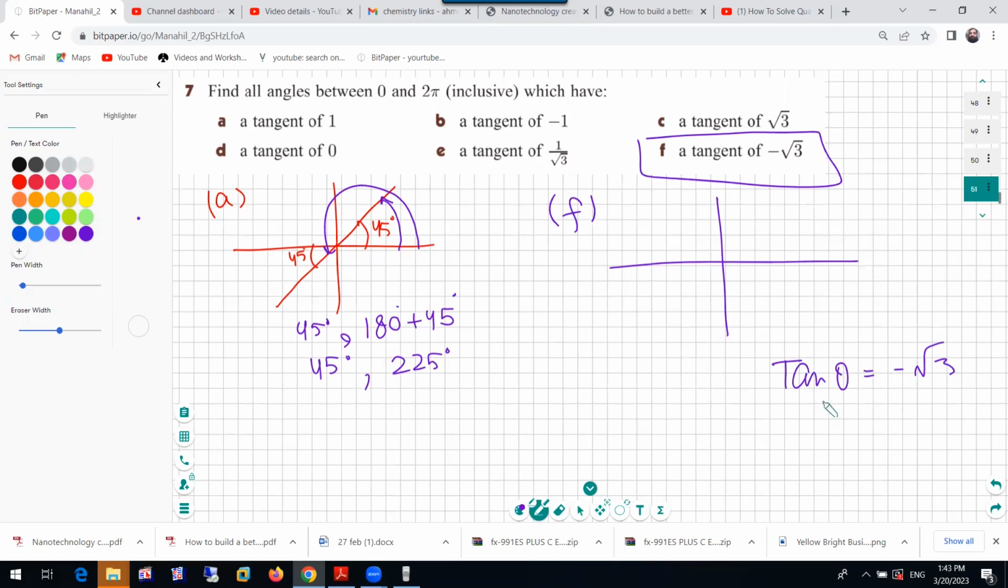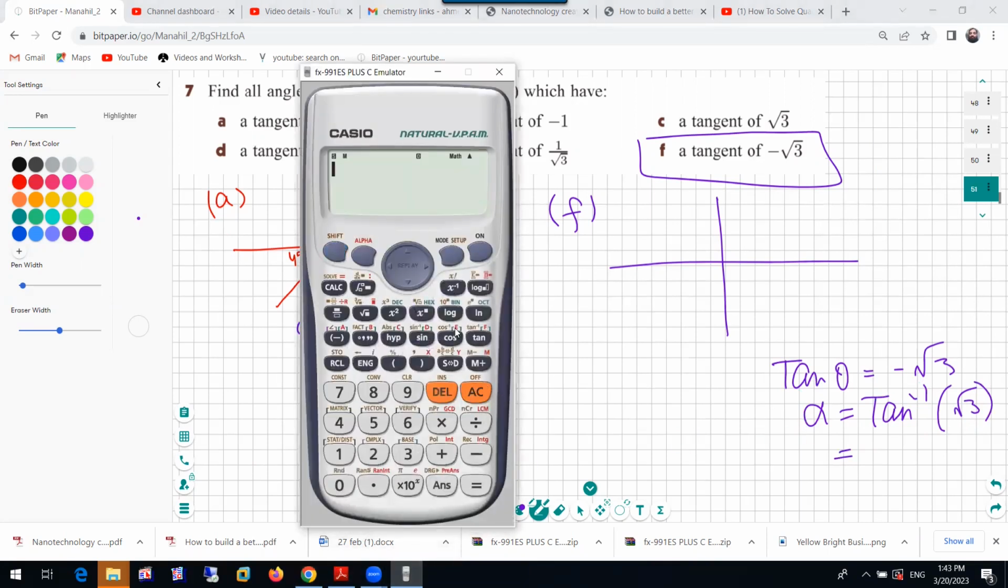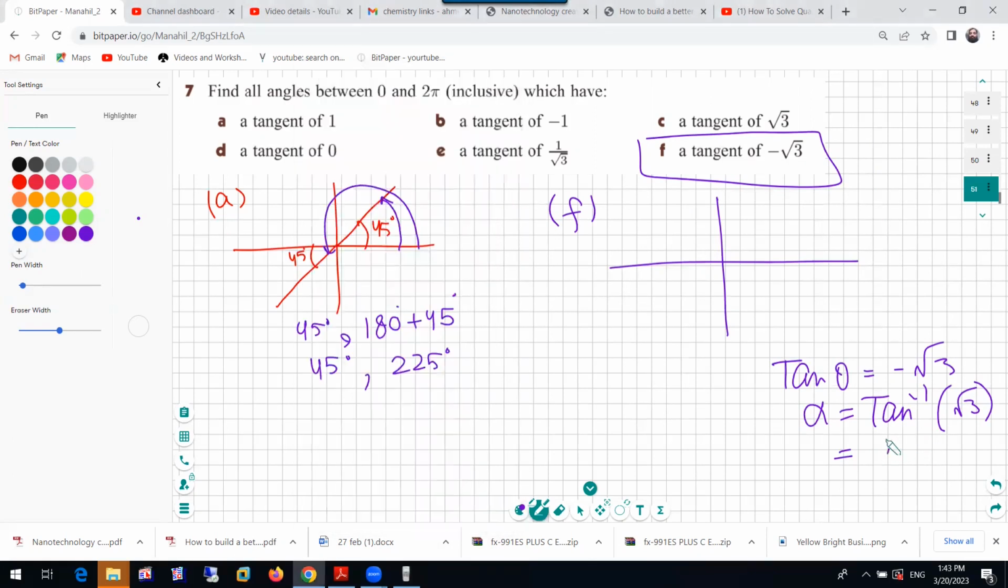First of all, you can find the basic angle by finding the tan inverse of the positive number, not the negative, because a positive number gives you the acute angle. We need the acute angle. So tan inverse of square root 3 is 60. So 60 degrees, and it's a negative value. Negative value exists in the second and the fourth quadrant. So I'm making 60 degrees in the second and in the fourth quadrant, right?